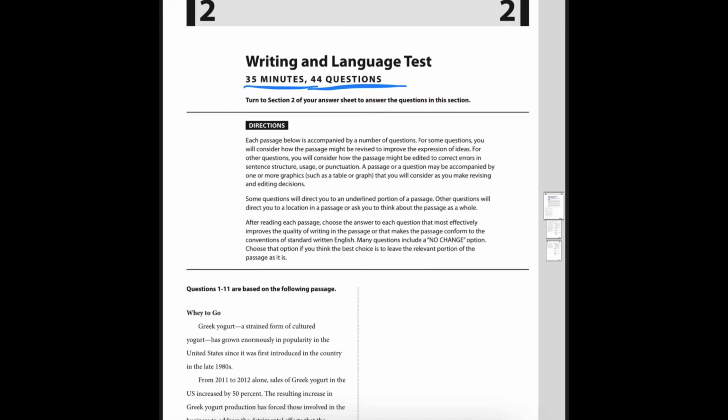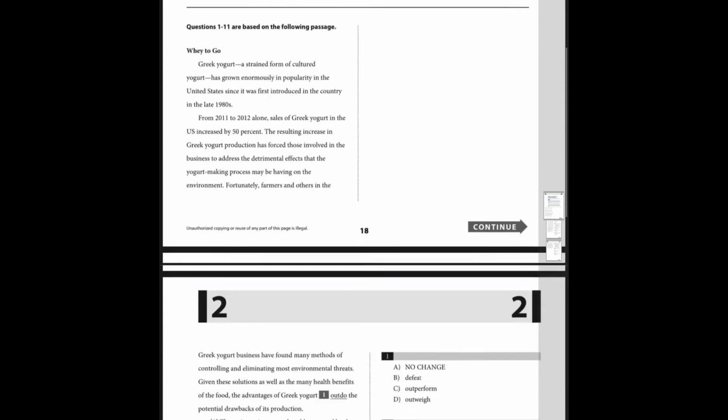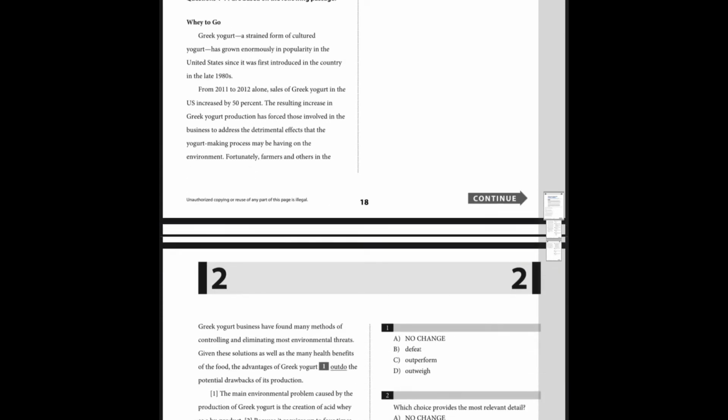So just a quick recap of each section of the grammar test. There's going to be 1 or 2 argument passages that try to prove some sort of claim. You can see here, this is an argument passage where they talk about the environmental effects of Greek yogurt. There's also going to be narrative nonfiction, telling some sort of story. And then there's going to be an informative or explanatory passage that's trying to teach you about a certain subject. And in all these passages, you have to make choices about what particular words, so diction, or grammar rules would most make sense for the context.